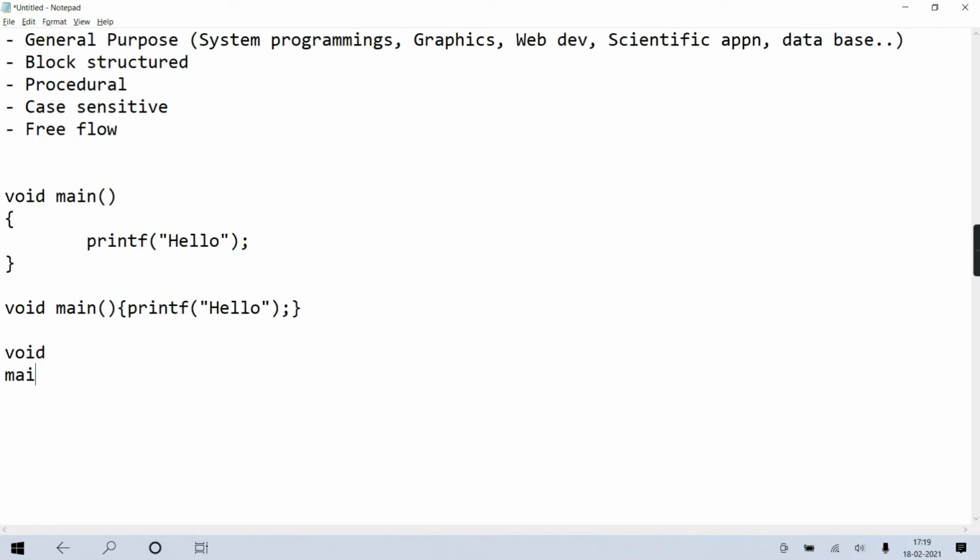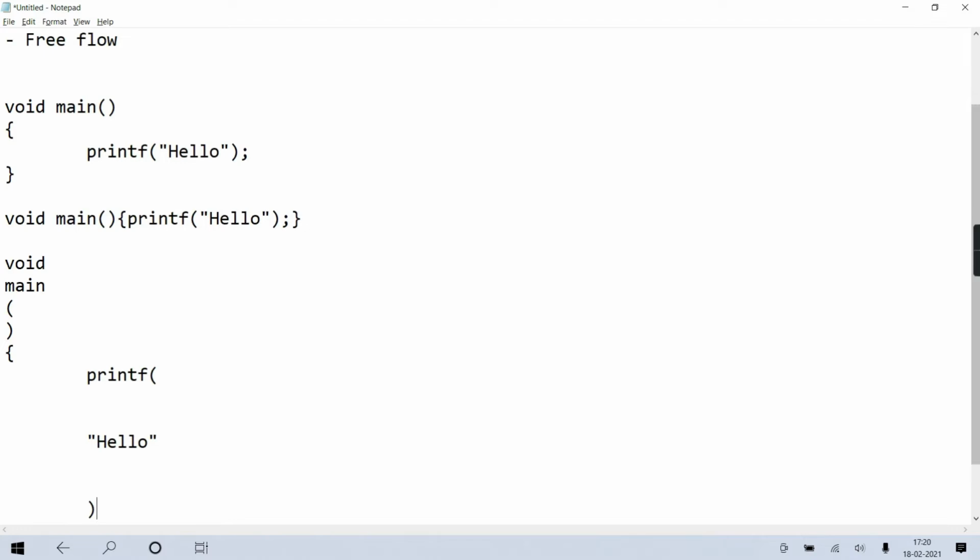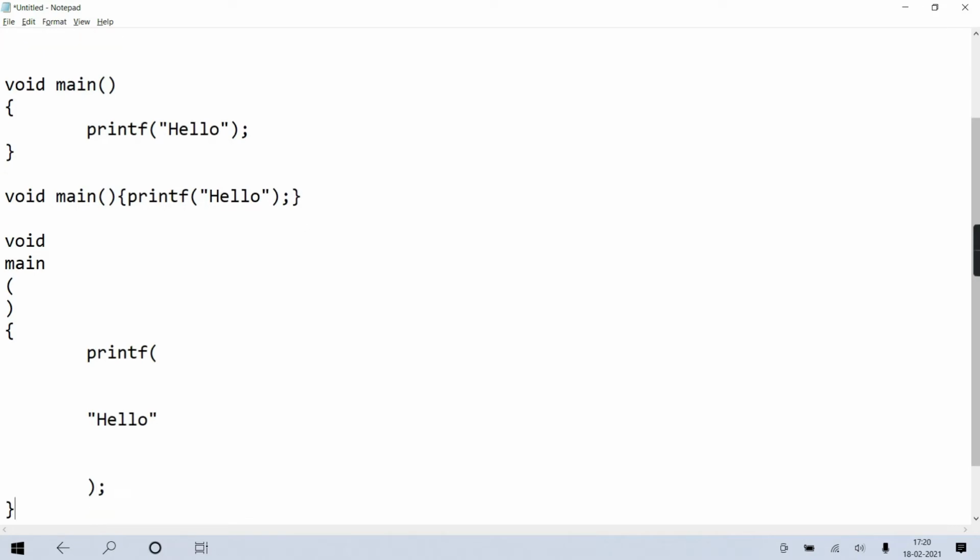Or if I write void main open bracket close bracket then brace, then I'm writing printf, okay, I'll show you all these things. Okay, and then open bracket and then hello. After so many blank lines, then I'll write hello, then the close bracket somewhere here, and then close. Still all three programs are the same. Means this program and this program, they all are going to give you the same output, doesn't matter.